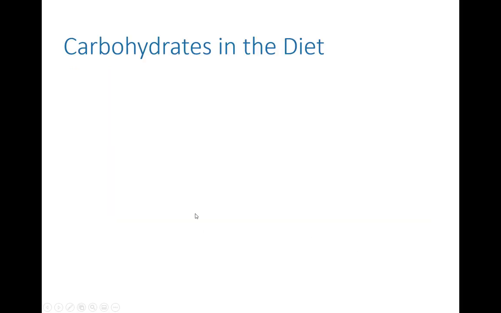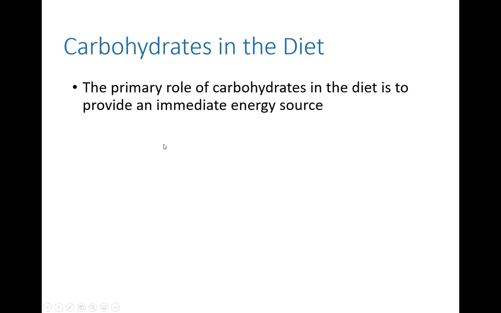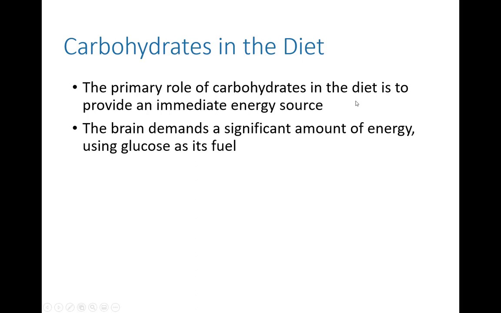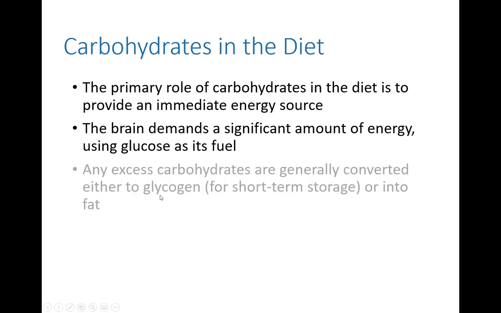Now, carbohydrates play an important role in the diet. The primary role when we look at carbohydrates, particularly monosaccharides, things like glucose, is to provide an immediate energy source. For example, the brain demands a vast amount of glucose to keep running from hour to hour. Excess carbohydrates can be shifted off to two different uses.